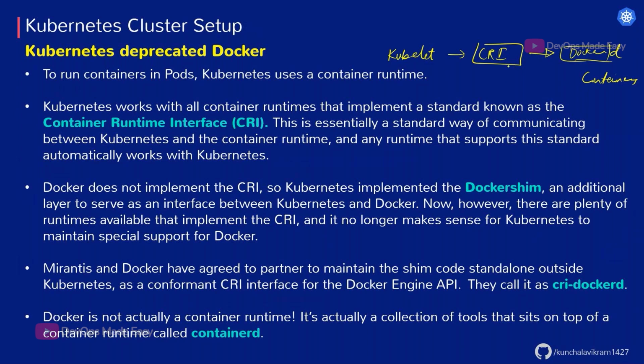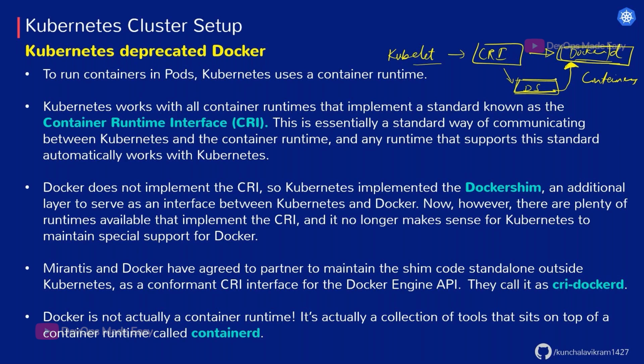But unfortunately, Docker doesn't implement this CRI directly, because Docker uses its own set of APIs. That's the reason Kubernetes implemented a component known as Docker shim. The kubelet will talk to the CRI, the CRI will talk to the Docker shim, and this Docker shim converts the calls to the APIs which will be understood by Docker. So this is an extra component known as Docker shim.